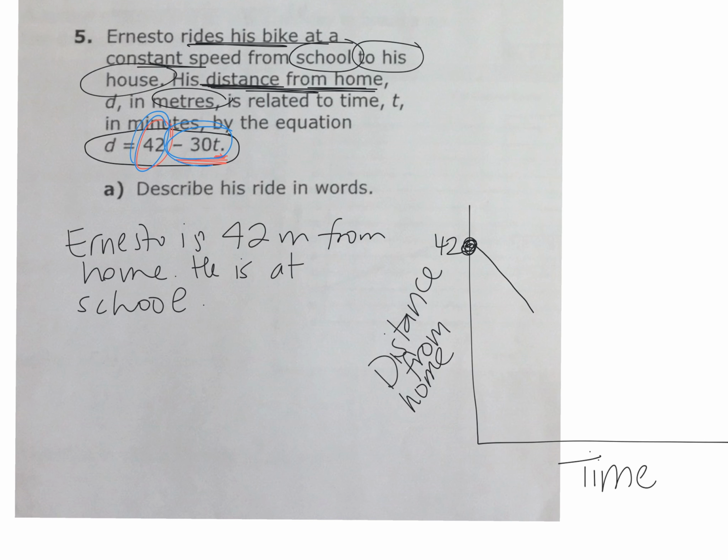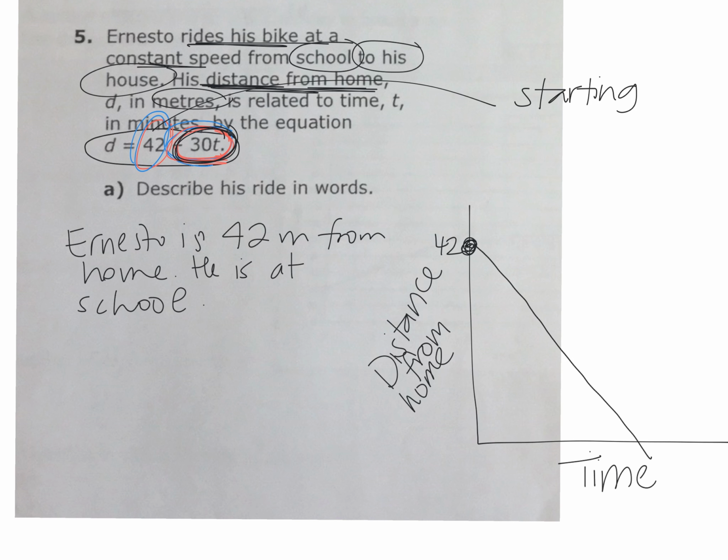Down. What is his distance decreasing by? Look at this part of the equation. It says 42, take away 30t. What is the rate of change? 42 was his starting point. That's his initial value. And this is the rate of change, which means 30t is the rate of change.